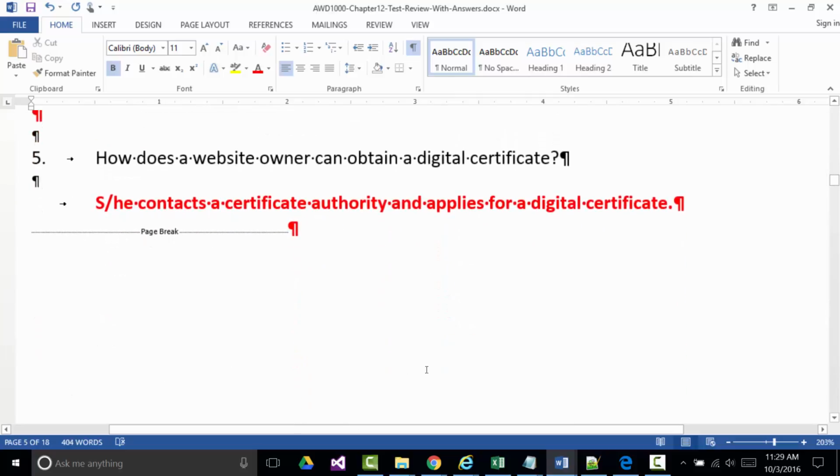Number 5, how does a website owner obtain a digital certificate? They contact a certificate authority and they apply for it. This can typically be done online. Is there a cost? Of course, because very few people do anything anymore for free.